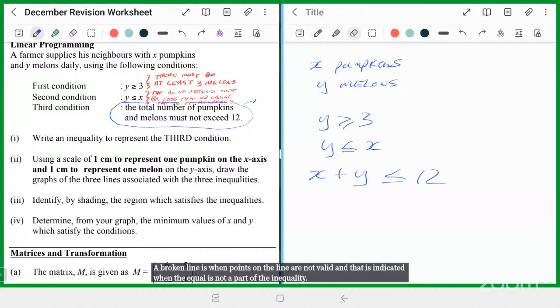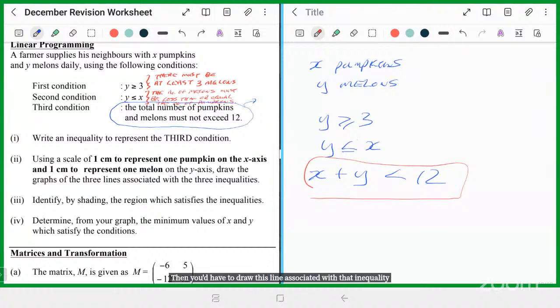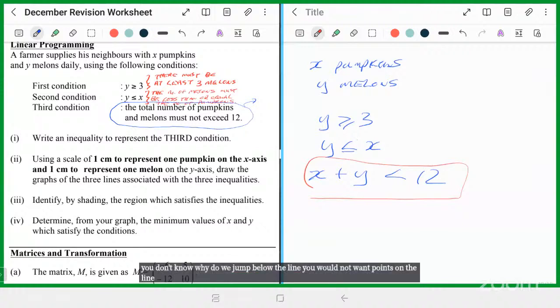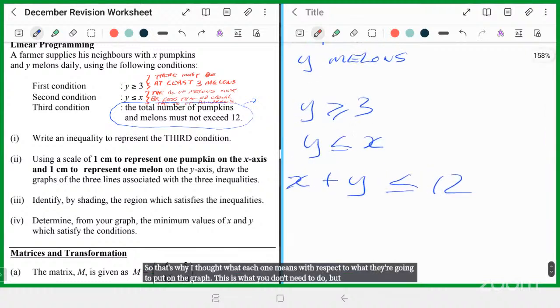So for example, if in this third one the equal was not there, then you'd have to draw the line associated with that inequality broken. You would want only the region below the line, not points on the line. Points on the line would not be valid if this was the case. But you don't have that here, so you don't have a problem. That's why I thought about what each one means, with respect to what you're going to put on the graph. This is what you don't need to write down, but this is what you need to be considering.